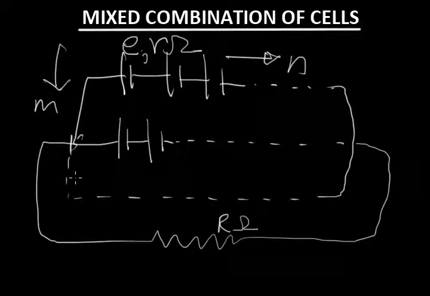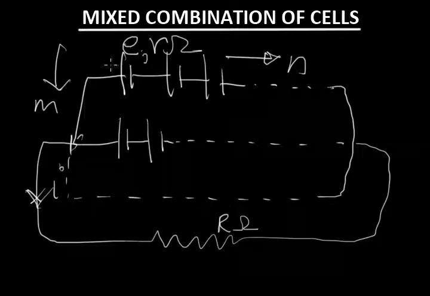So let's recapitulate what we have in total. We have a number of cells in each row. There are m number of rows and in each row we have n number of cells, where each cell is similar and has a potential drop or EMF of E and an internal resistance of small r. And here is an external resistance capital R, through which the current coming from this combination of cells is flowing. Now we are going to get the value of the current. Before that, let us find out the value of the resistance of this combination.